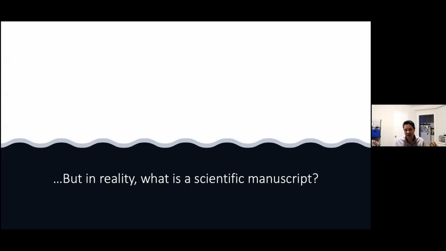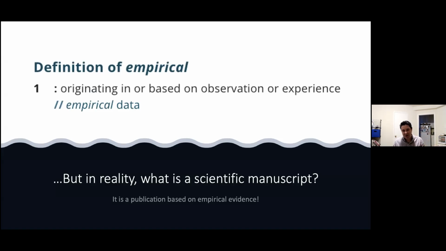So what exactly is a scientific manuscript? Why do we care about these? Well, from a basic standpoint, a scientific manuscript is a publication based on empirical evidence, right? Seems like a pretty simple statement. Do you know what the word empirical means? I imagine there might be a few of you who aren't exactly sure. And this is really the essence of reading a scientific manuscript: if you don't understand something, you need to look it up. Empirical means, by definition, originating in or based on observation or experience.